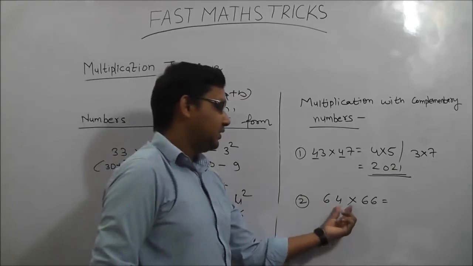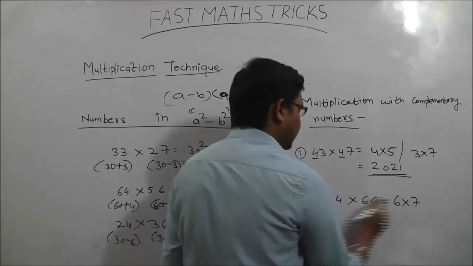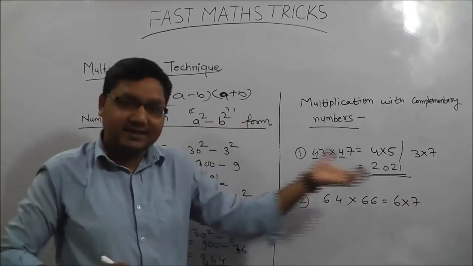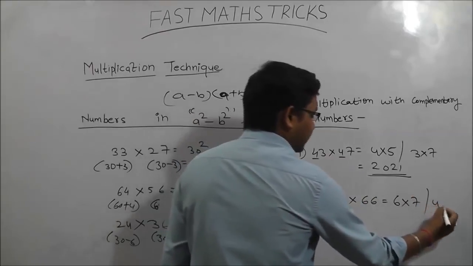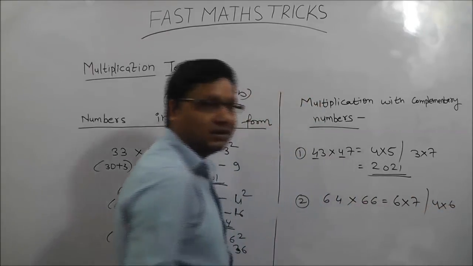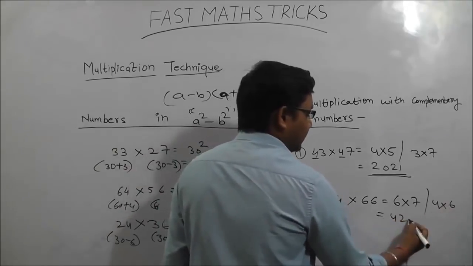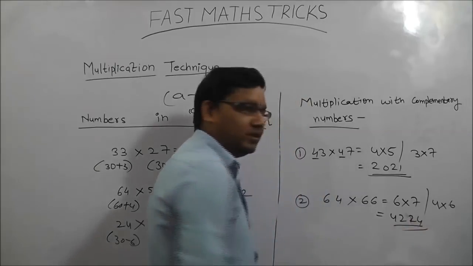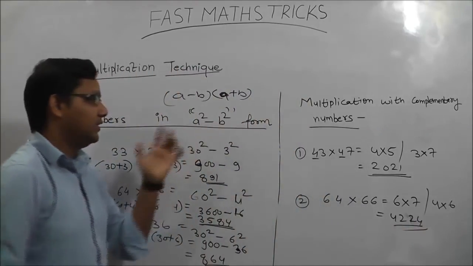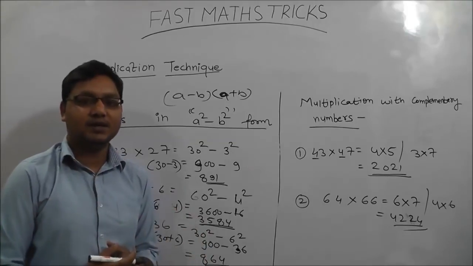See, 64 into 66. So 6 into 7, multiplying the tens digit with the next digit. So 6 into 7 and 4 into 6, simply multiplying the ones digits. So how much will you get? 42, and here 24. 42 and 24. So in this way, by using both the methods, you can simplify your multiplication more.